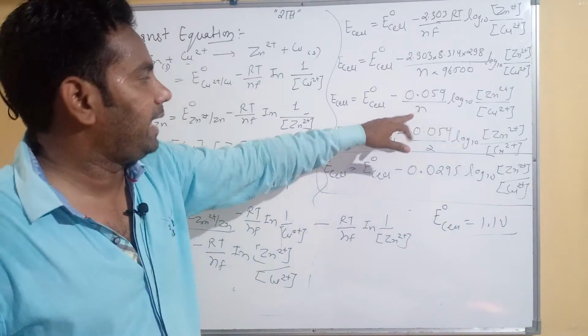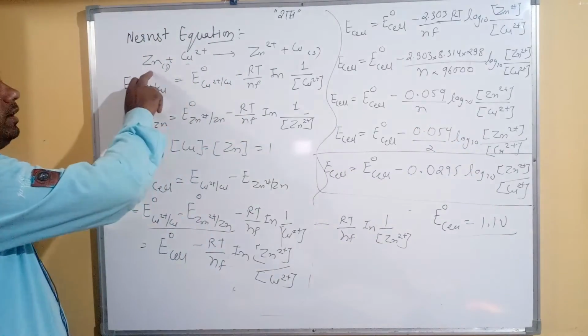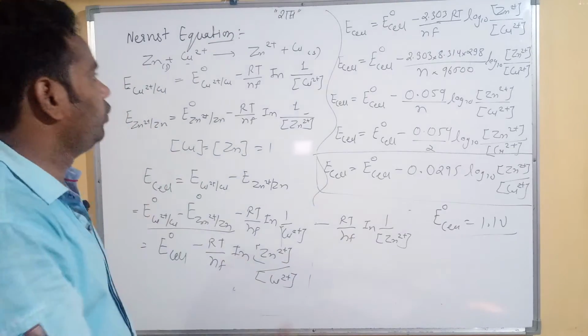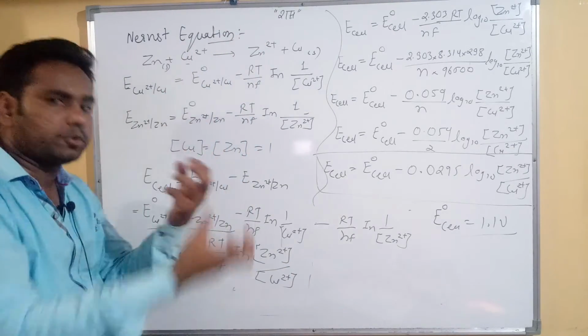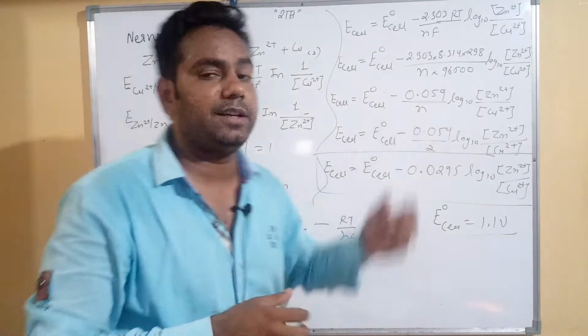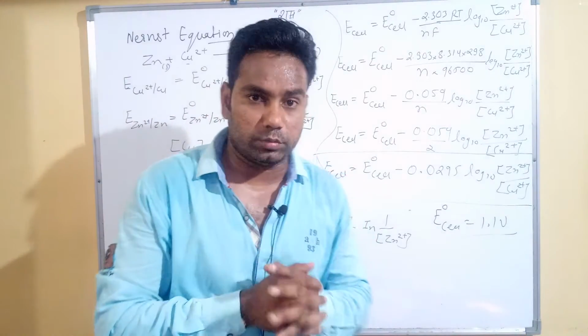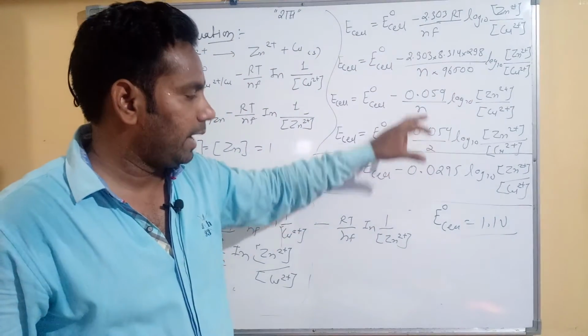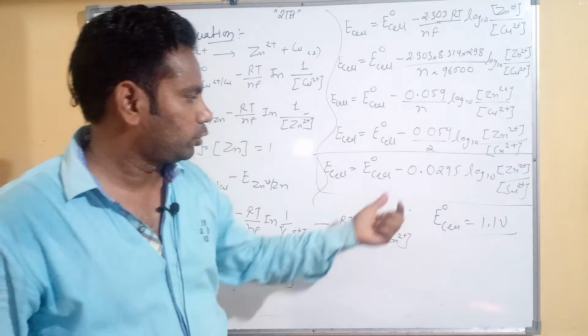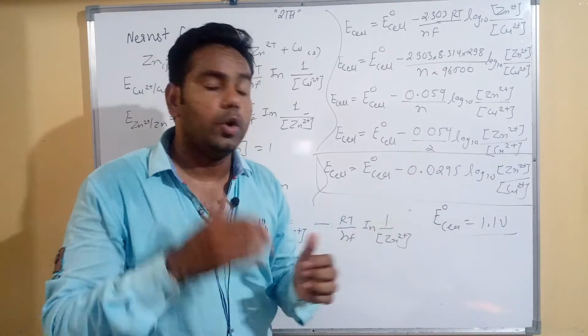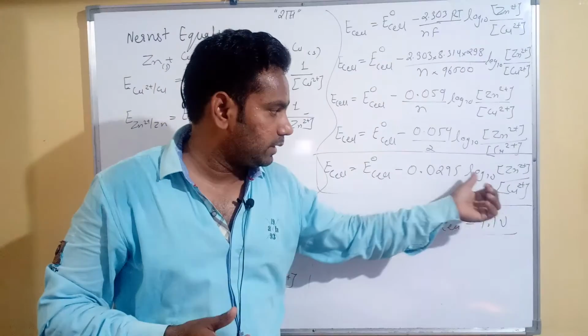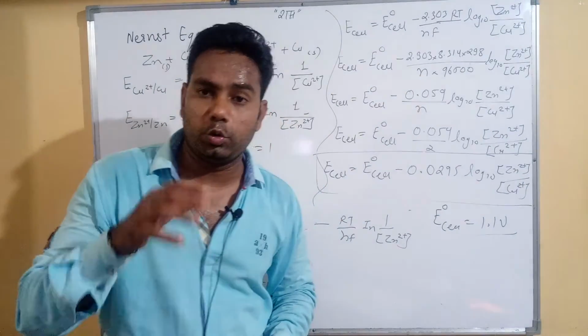Then again n is equal to 2, because here zinc removes 2 electrons and copper accepts 2 electrons, so n is equal to 2 because n is the total number of electrons. Then we put 2 here and divide, so the answer is 0.0295 log10 [Zn2+]/[Cu2+].